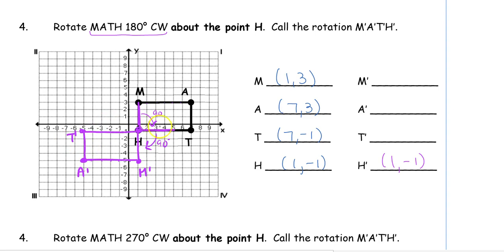So we're taking this entire object and we're rotating it 180 degrees, 2 clicks every single time around the center point of H. So that's the point that's not going to be moving. So our new M is at 1, -5. Our new A is at -5, -5. And our new T is going to be at -5, -1.